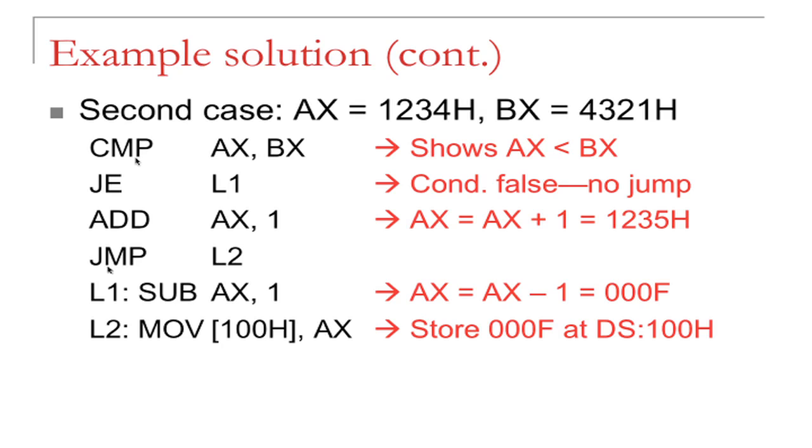The next instruction is JMP L2. JMP will be taken no matter what because it's unconditional. So it will jump to L2. As a result, the value... I think the comment here is incorrect. This should be 1, 2, 3, 5.